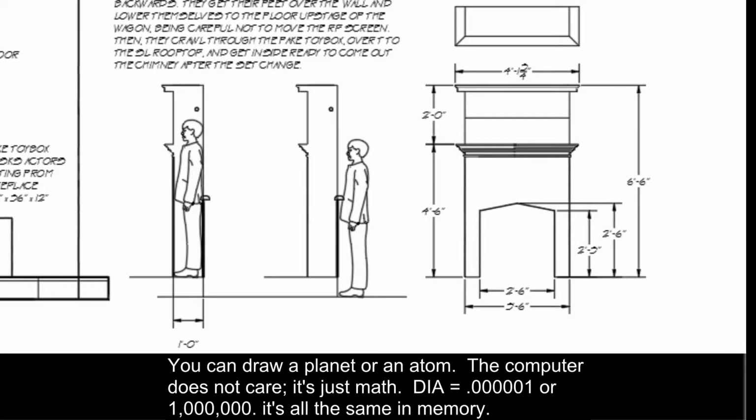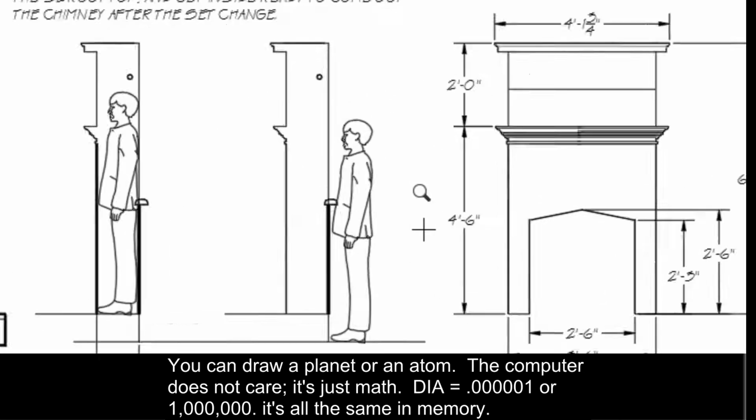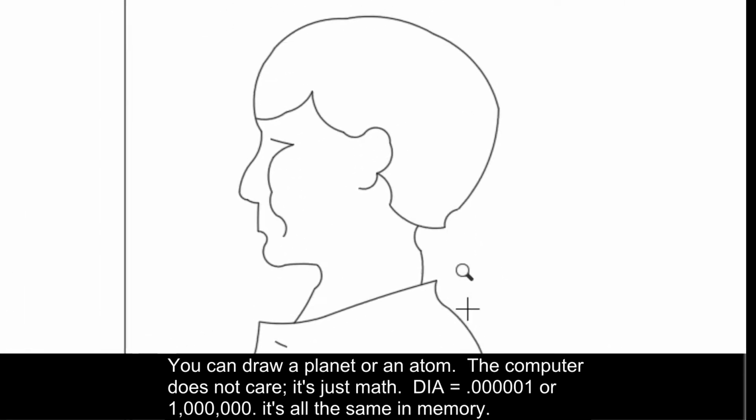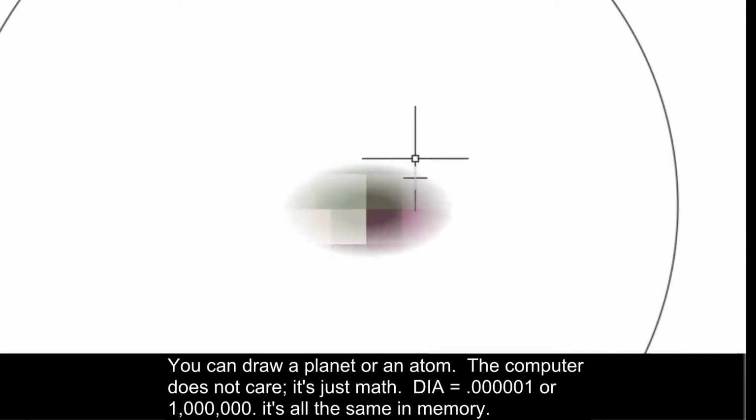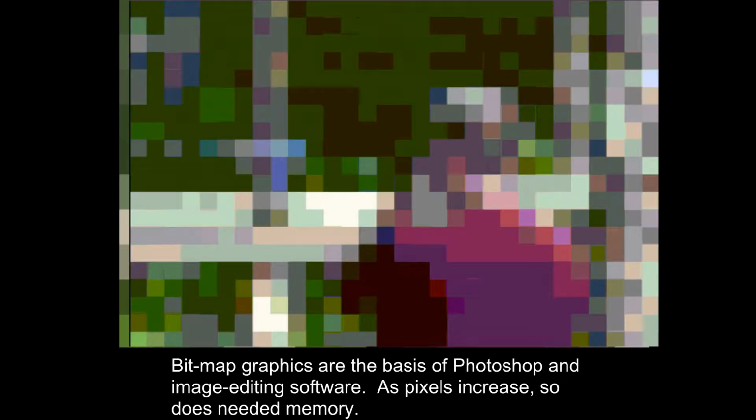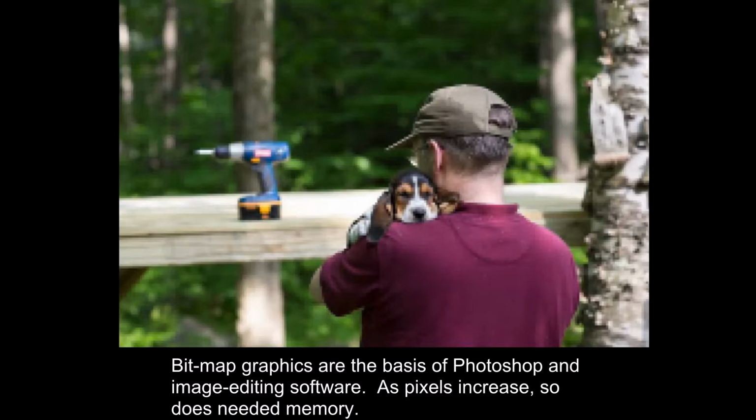You can draw a planet or an atom. The computer doesn't care, it's just math. The diameter equals 1 million or 1 million. It's all the same in memory. Bitmap graphics are the basis of Photoshop and image editing software. As the pixels increase, so does needed memory.